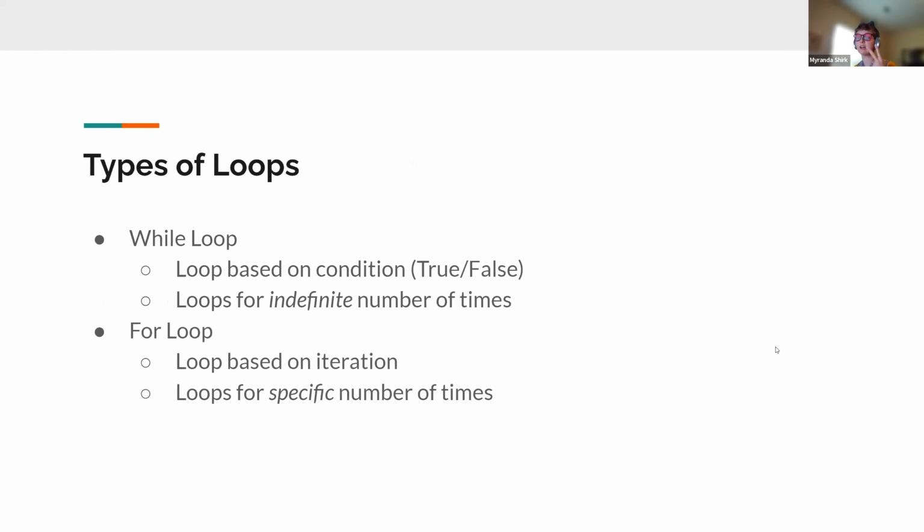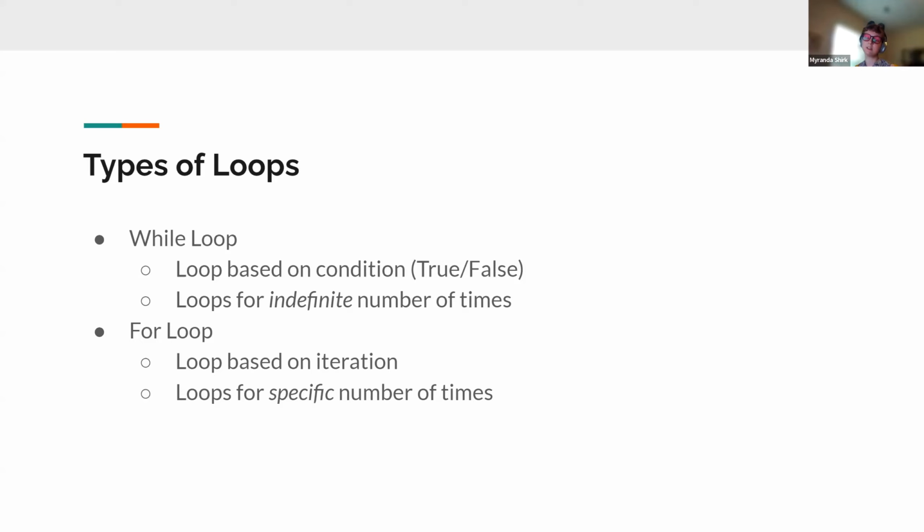So there are 2 types of loops in Python. Python has a while loop and a for loop. First, we're going to learn the while loop. This is a loop based on a condition, so true or false, kind of like our if statements. So it is going to run the loop while a condition is true. You see it's got that while word in its definition. So this is going to loop for an indefinite number of times. You're not going to say do this 3 times. You're going to say do this while this condition is true. So you don't know exactly when that condition might change. And we will look at that in more detail.